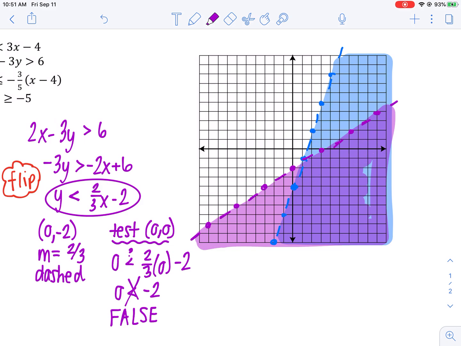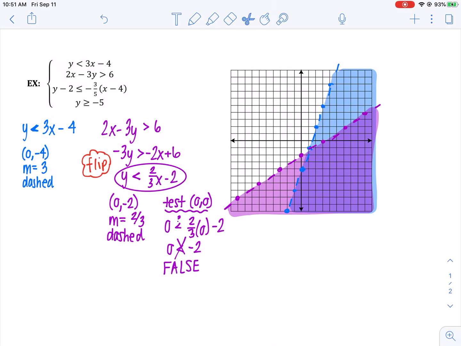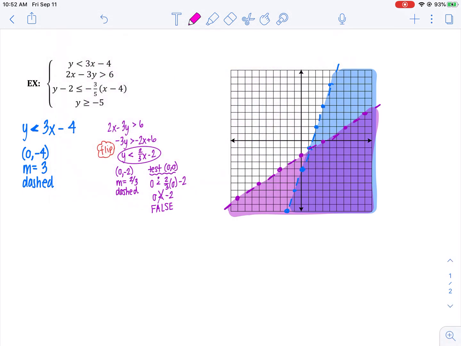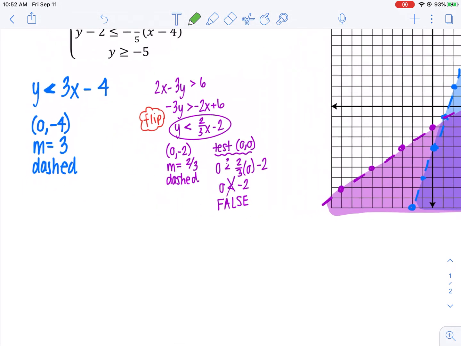So that means here is the solution area. You also could look at the symbol and just notice that it said less than. So you shade all the y values less than the inequality. Okay, that's 2 of them. We have 2 more to go. Do it in green.